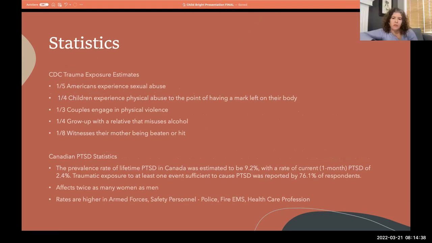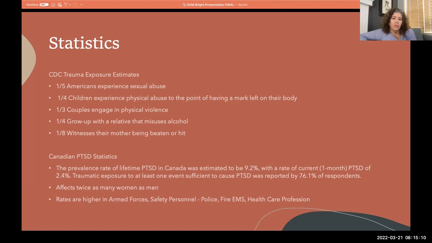The Center for Disease Control in the United States indicates that about 1 out of 5 Americans have been sexually abused as a child, that 1 out of 4 have experienced physical abuse, that 1/3 of couples experience violence in their relationship, and that a quarter of all children have relatives who misuse alcohol, and that 1 out of 8 experience their mother being physically assaulted.